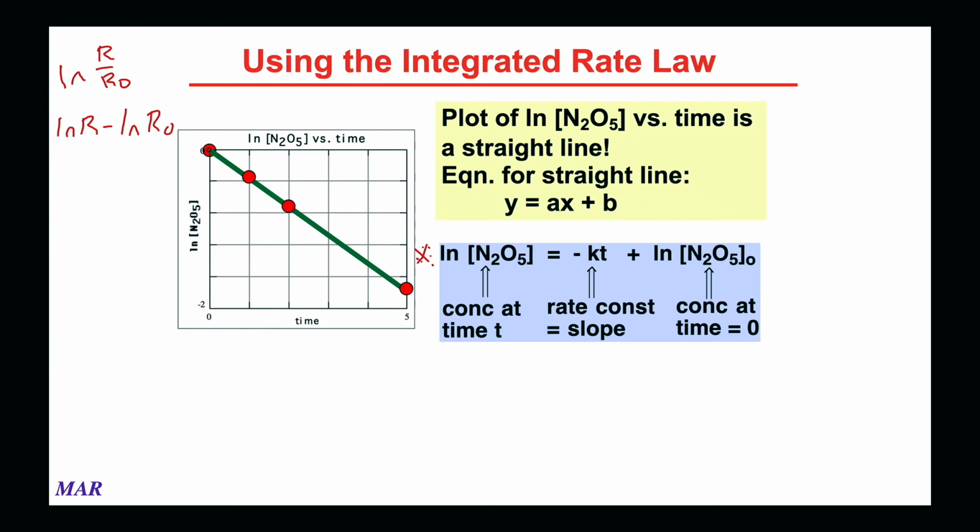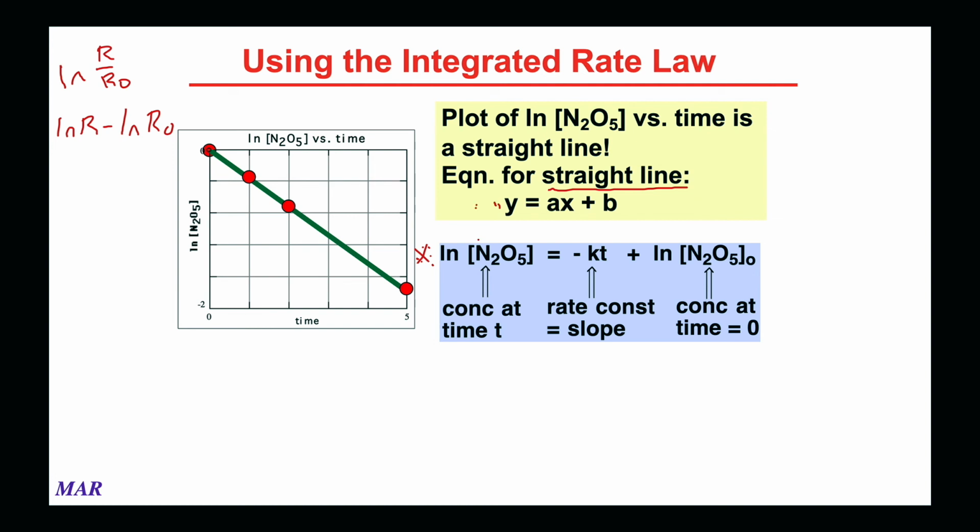We then added natural log R0 to both sides, and lo and behold, natural log N2O5 equals negative kt plus natural log N2O5 at 0. And you're like, Russell, you've lost it. This isn't any easier than it was before. Oh, yes, it is. Because you have the equation for a straight line.